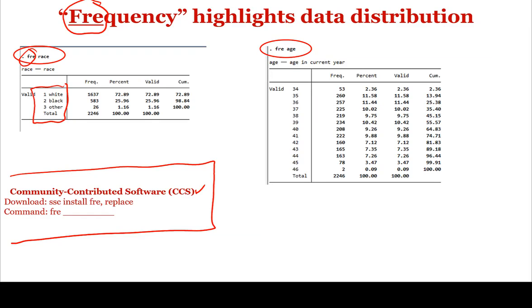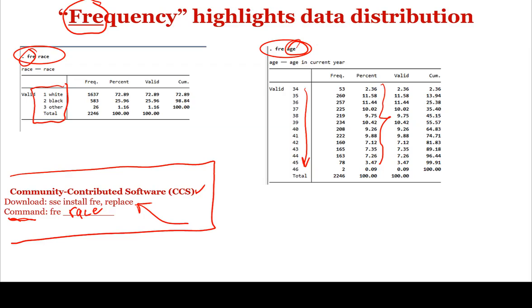contributed software. So to get it downloaded, you would go in and in the command line you'd type in SSC install free, and then the replace is replacing any previous version of the free that you have in place. And then you would free, and in this case I'm using the race variable, and it would give me the detail. Over here I use the age variable. Okay, so you can get some detail and relative percentages that kind of show the distribution of the data.